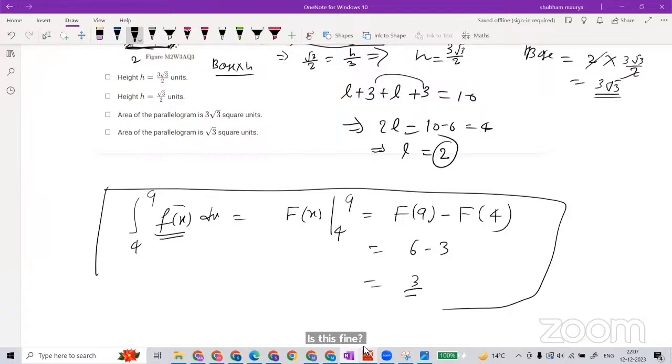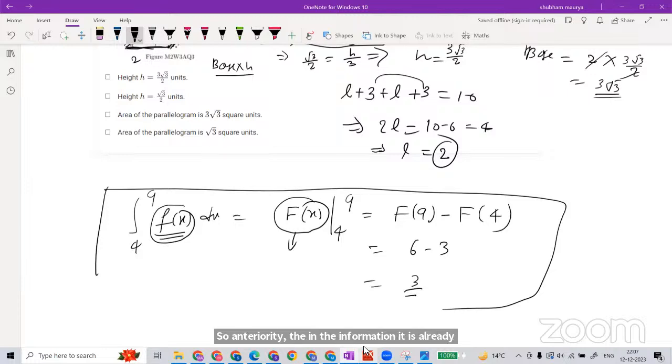Yes, sir. What is the way to find the integration? You generally find the antiderivative. The antiderivative information is already given: the antiderivative is capital F. Now we will substitute the limits here, and then it is going to be this, and 3.